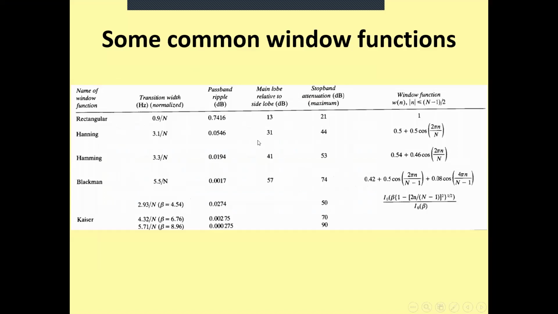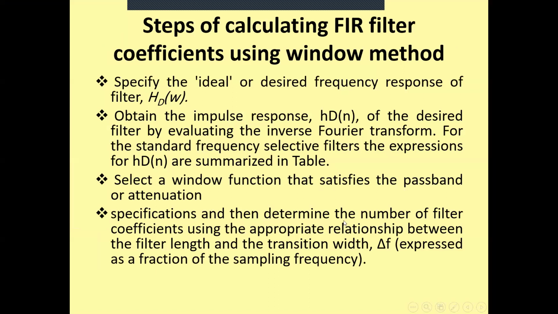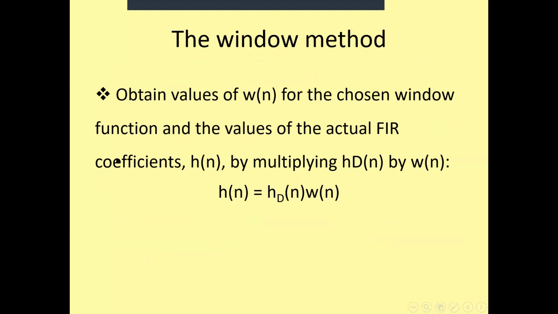Now, we have mentioned and talked about the stop band attenuation and passband ripple. It's not important. I will talk about the main lobe and the side lobes. And we have the transition region. From the transition region, we can determine the number of filter coefficients, using the appropriate relationship between the filter length and the transition width, delta F, expressed as a fraction of the sampling frequency. Now we have the final step: obtain the values of w of n for the chosen window function and the values of the actual FIR coefficients h of n.